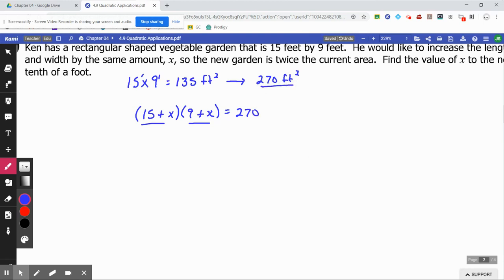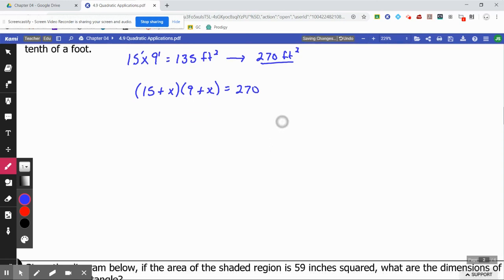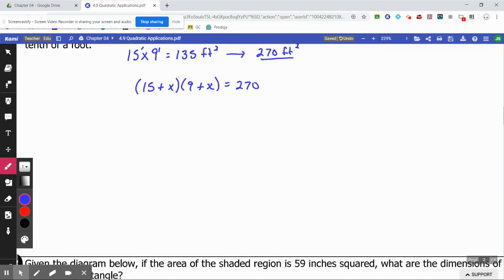So let's take and FOIL this out, and you could have written both of those as x plus 15 and x plus 9. Either way is going to be fine. Let's go ahead and distribute or FOIL this out. 15 times both. 15 times 9 is 135. 15 times x and x times 9 are going to be able to combine into a 24x. And then x times x gives you x squared. And we want that to equal 270.